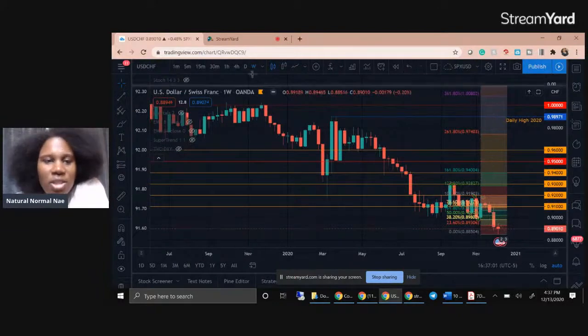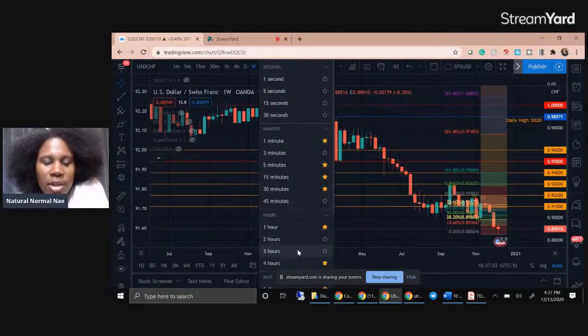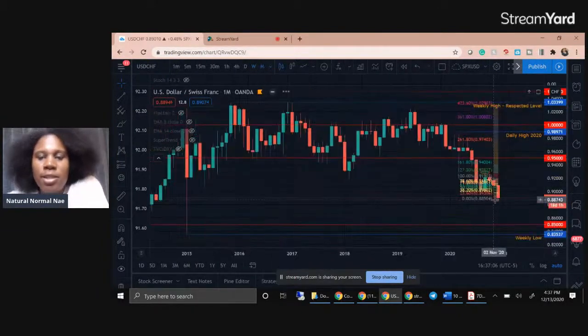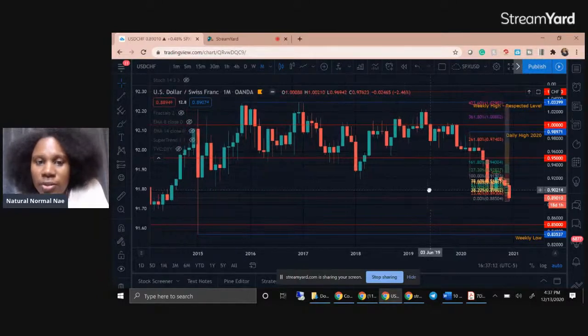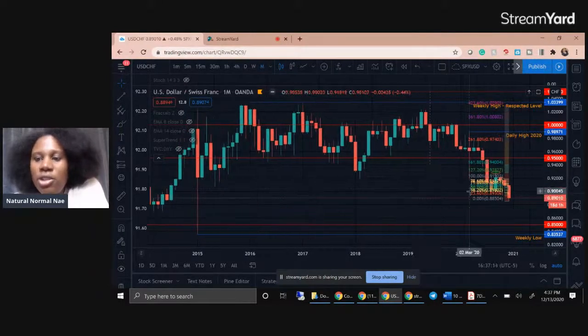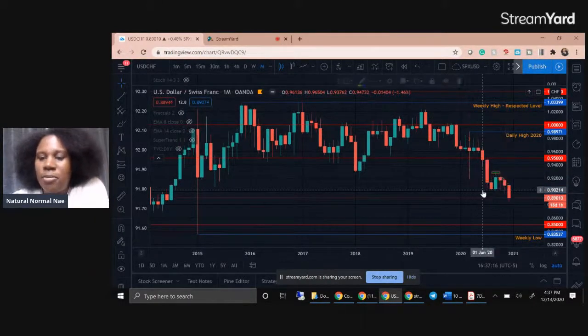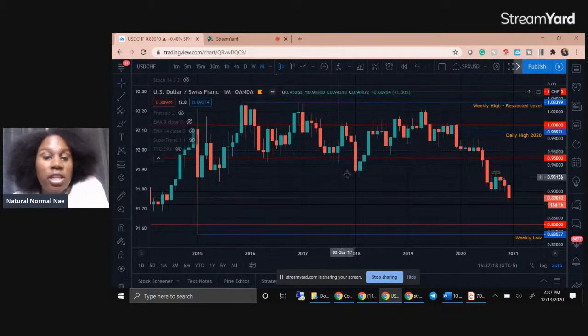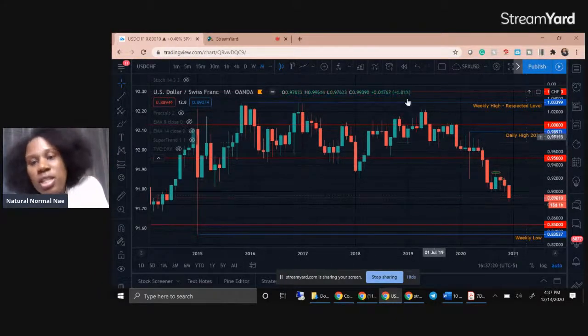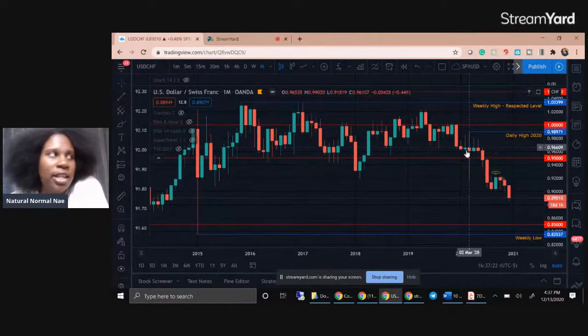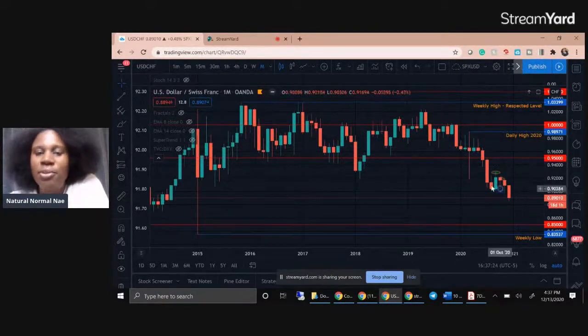This is currently the weekly. I'm going to start at the monthly because I want to look at it from a top-down approach. If you're already into day trading, you already know you have to look at your market structure. Currently, USDCHF is in a consolidation, but you can think of it as on a downtrend right now.